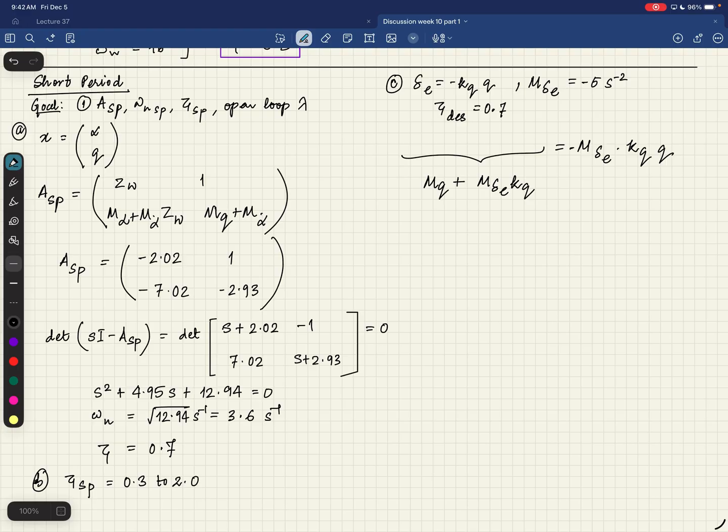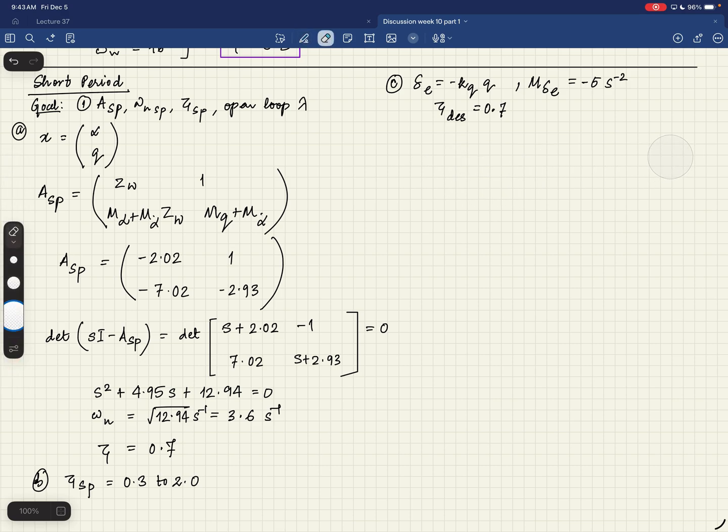Now, if you look at it, then MQ is already given to you, and what is going to be 2 zeta omega n? Anyone has any? And how do you approach this? I want to see how you approach this. Let's discuss. Let's not rush through this.